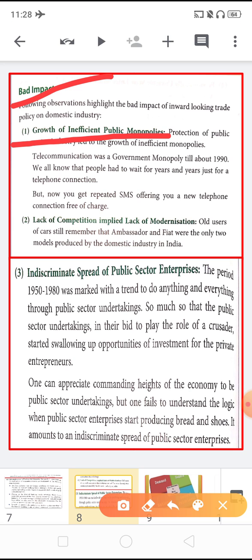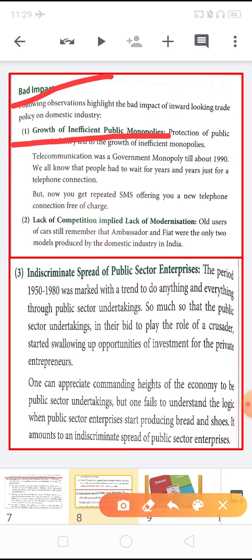Telecommunication was previously a government monopoly till about 1990. As we all know, now it is released from the direct monopoly control of the government. Previously, when we had to take any telephonic connection, people had to wait for a long time, and thereafter they could get telephonic connections. But now it has become very easy to take any telephonic connection, and you will repeatedly get SMS offering you a new telephonic connection which is free of charge. So with the advancement of new technologies, you observe that this inward looking trade strategy, which previously restricted some of the industries, has been abolished.